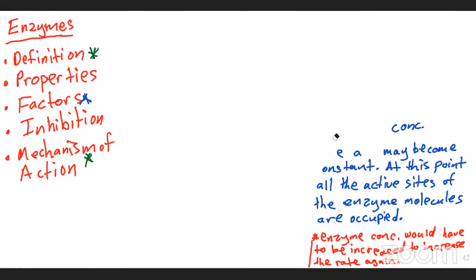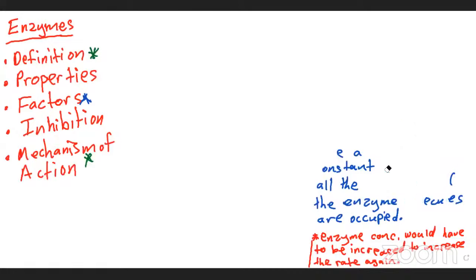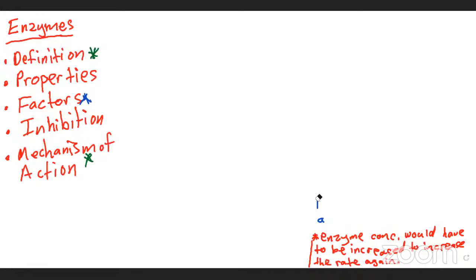All right, so the graph for pH and temperature will have a bell shape curve. So it's not like enzyme or substrate. All right, so now it's effect of pH.